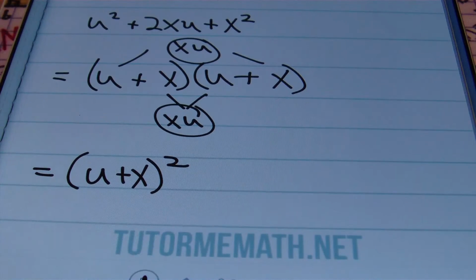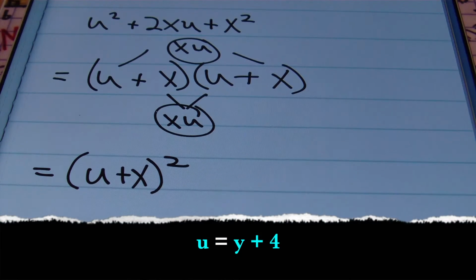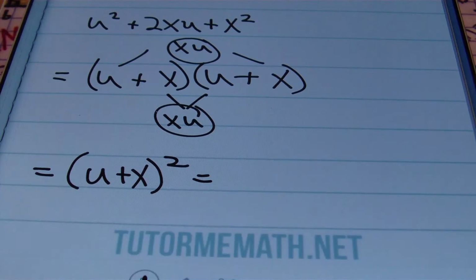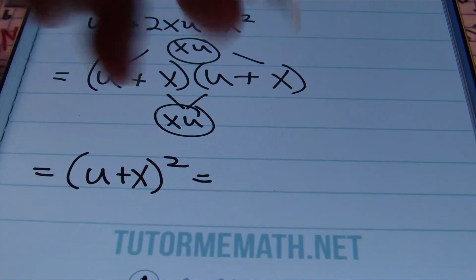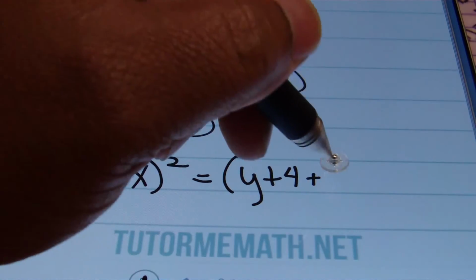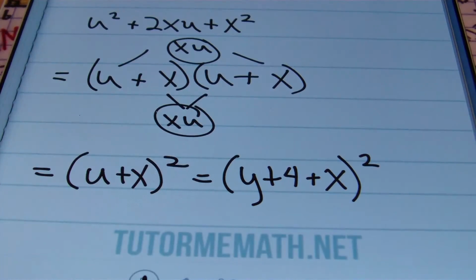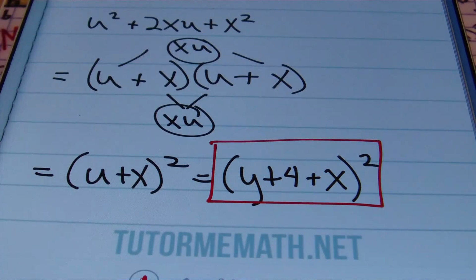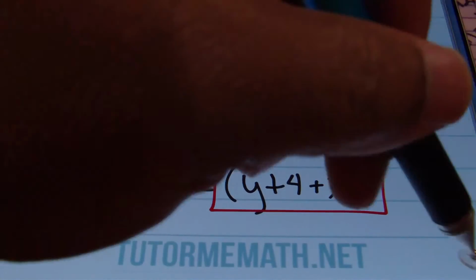Once again, this is our simplified form. However, u was not part of our original problem. Therefore, in order to write your answer, you'll need to replace that u with the y plus 4 that we assigned as that value. So this becomes the quantity of y plus 4 plus x squared, and this is the answer to problem number 4. Done. Red boxing it. There we go. That's problem number 4, ladies and gentlemen. Let's move on to problem number 5.